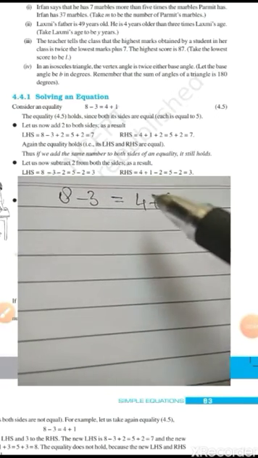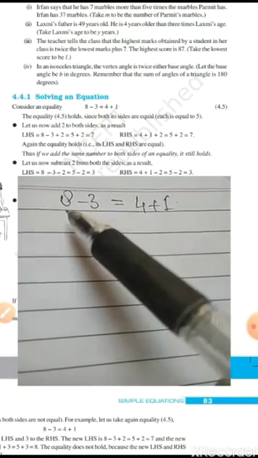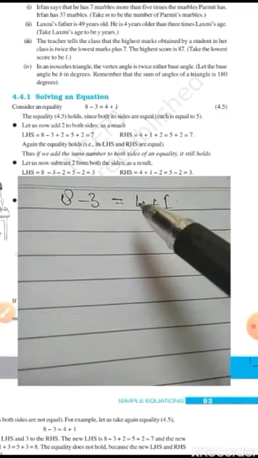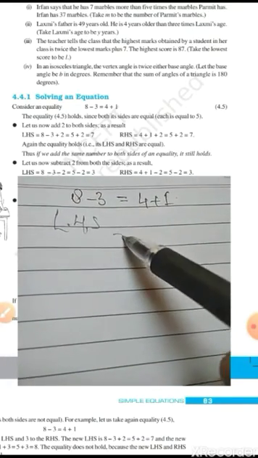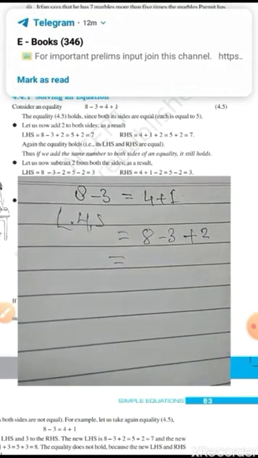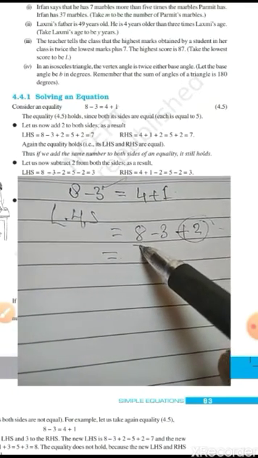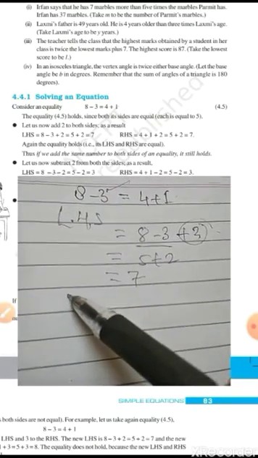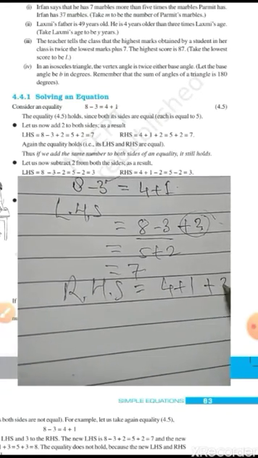Okay, consider an equality 8 minus 3 is equal to 4 plus 1. Let us now add 2 to both sides. As a result, LHS is equal to 8 minus 3 plus 2. I have added 2 to the LHS of this equality. So what is the value of this? 5 and 2, so 7. And RHS is equal to 4 plus 1 plus 2.